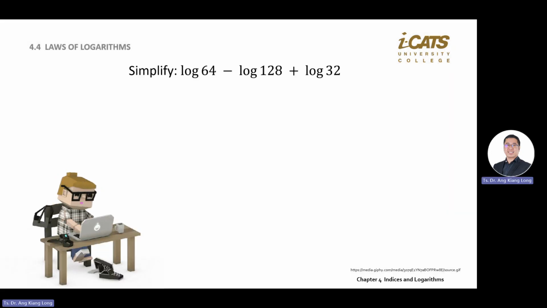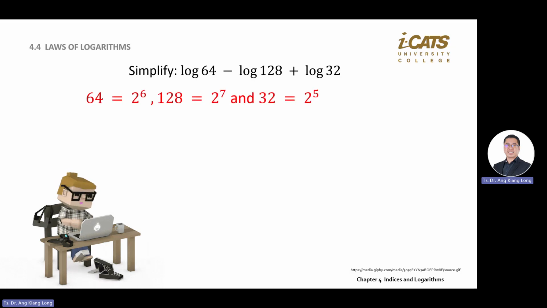So just simplify. Simplify means you rewrite the relationship so that at the end it is log what. So this is log 64 minus log 128 plus log 32. So you group them in one log. So log, you bracket. Log bracket, you do the sequence from left to right. 64 minus 128 is what? Minus is divide. So you write 64 divide 128, plus is multiply. So you write 32 at the top of the equation.